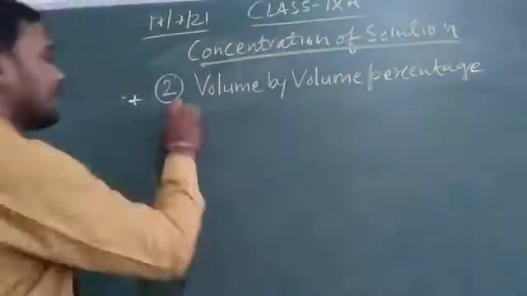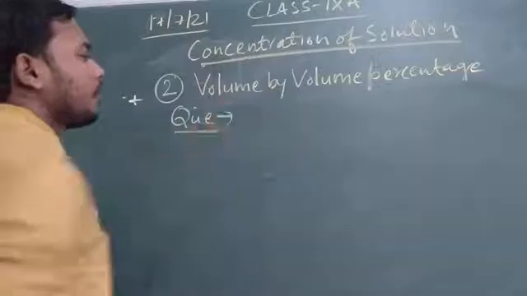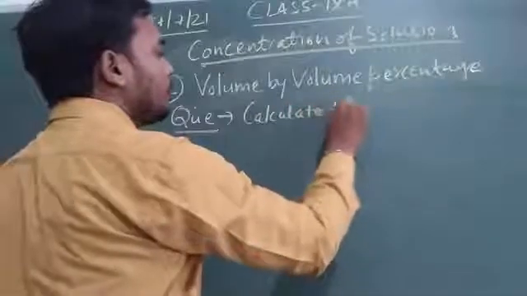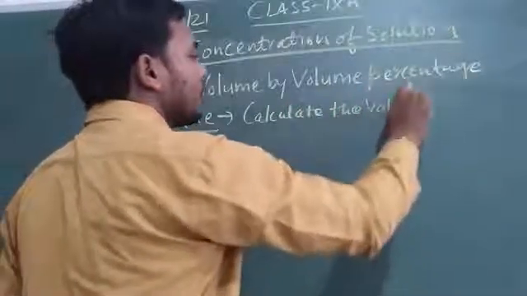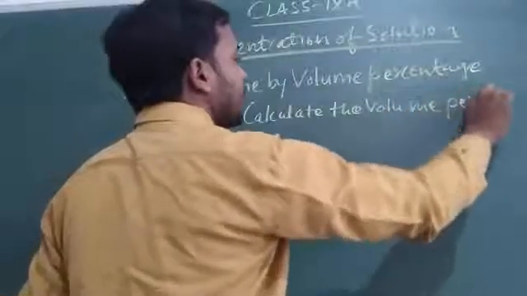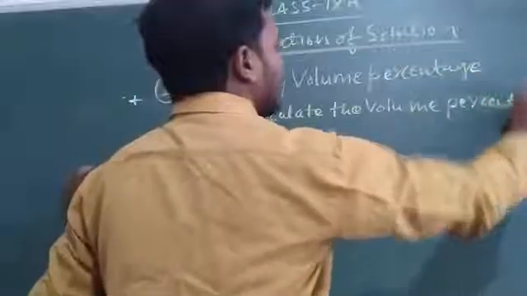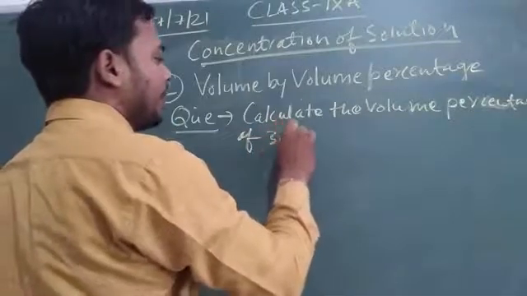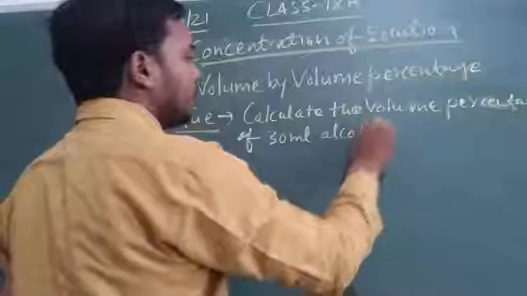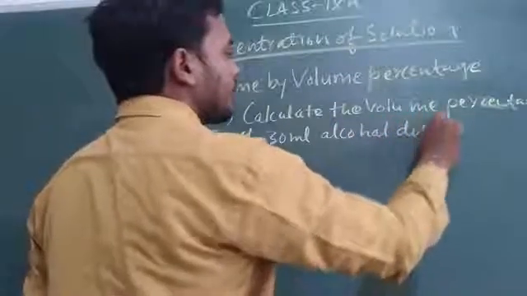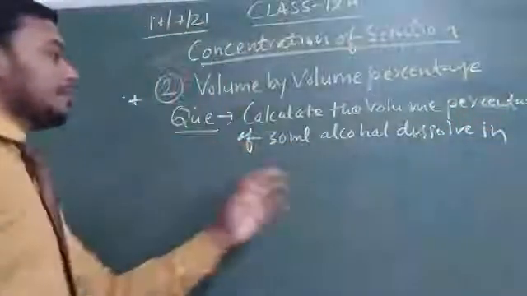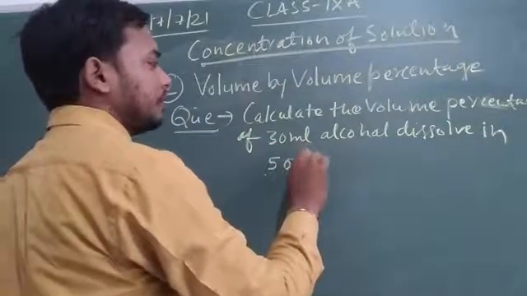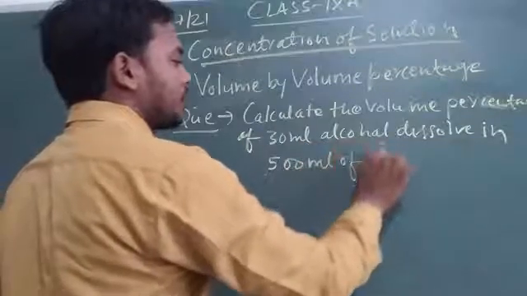Now the question is: calculate the volume percentage of 40 ml alcohol dissolved in 500 ml of solution.